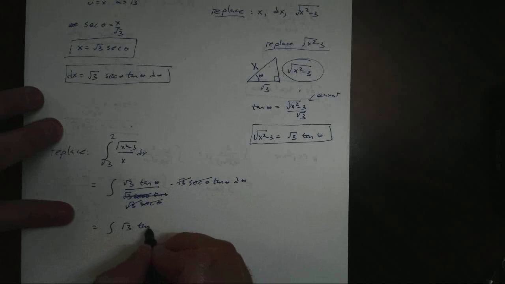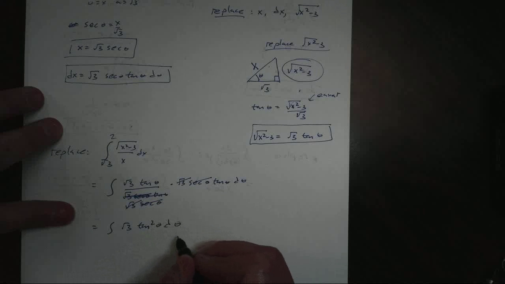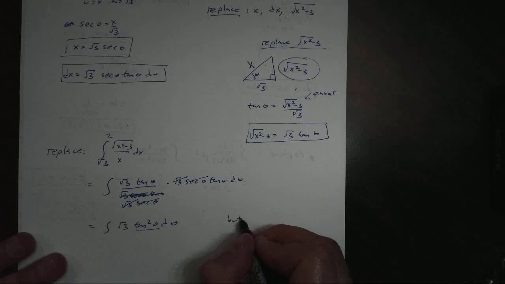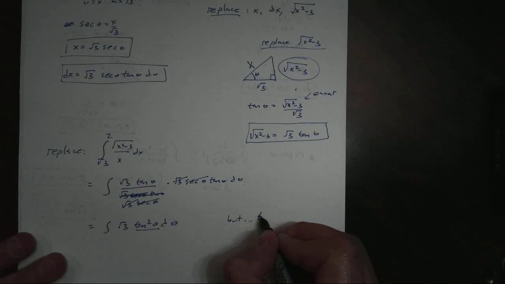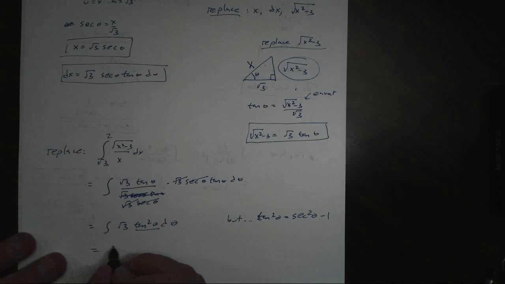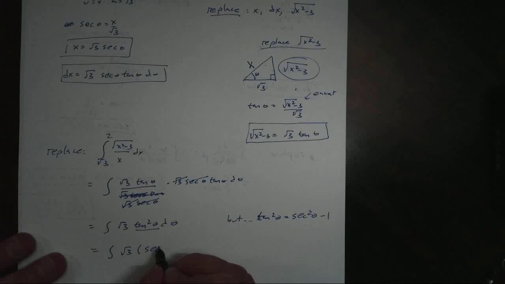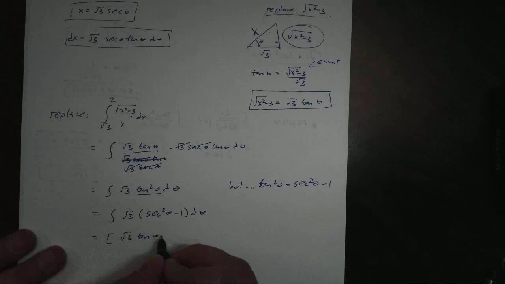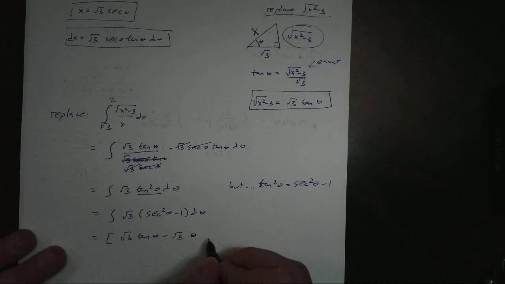Root 3 tangent squared theta d theta. Now I can't integrate tangent squared theta directly, but remember, tangent squared of theta is one of our Pythagoreans, it's just secant squared of theta minus 1. And that I can integrate. So I get the square root of 3 times the integral of secant squared of theta minus 1 d theta. And I'm going to integrate this before I change my domain. I get the square root of 3 tangent theta minus root 3 theta.